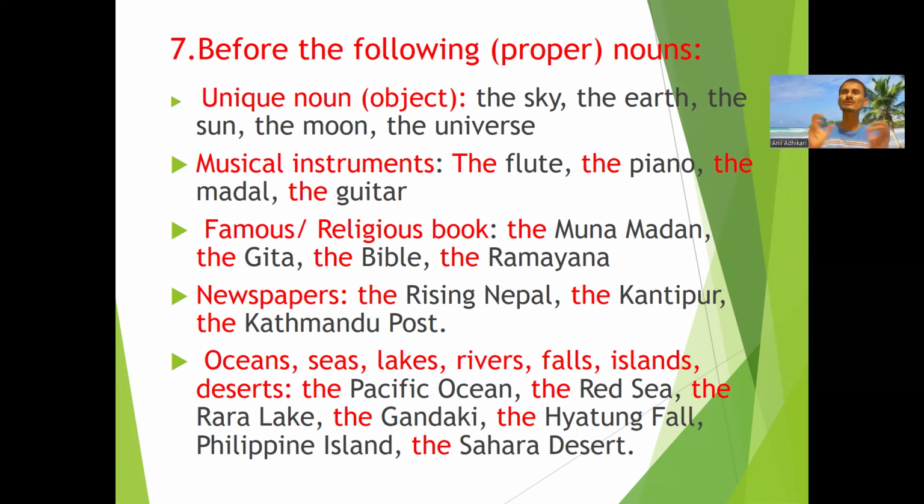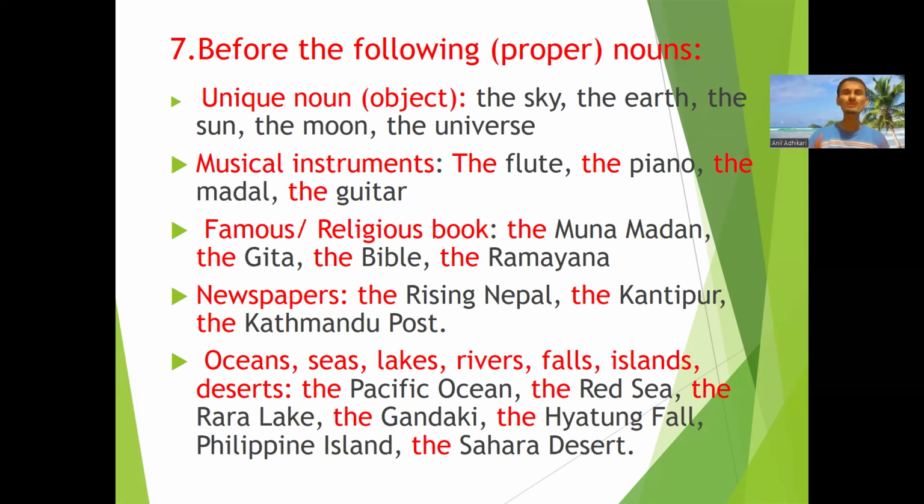Unique noun, object. In this universe, there is only one sky, only one earth, only one sun, moon, universe, etc. These are the unique objects of this universe. That's why we use the before them, like the sky, the earth, the sun, the moon, the universe, etc.